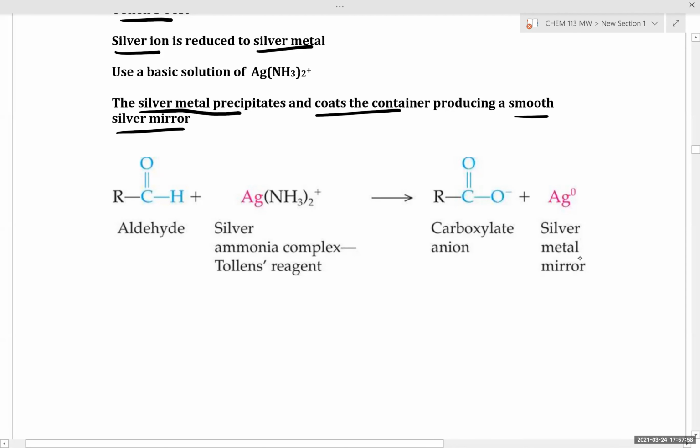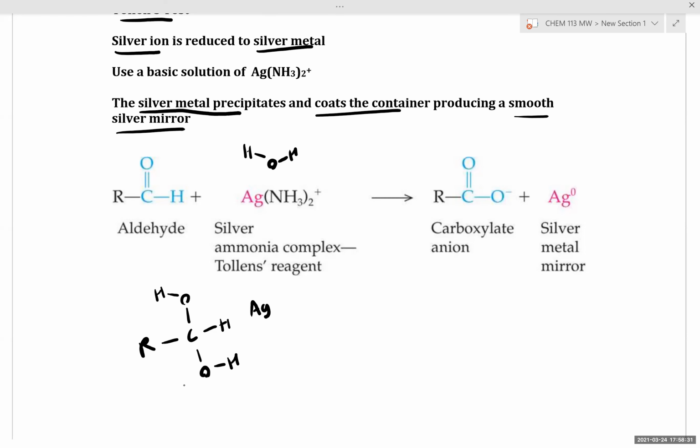The other oxygen comes from water in solution. So when we have water in solution, just like from previous mechanisms of aldehyde oxidation, you make the hydrate, and then silver is capable of facilitating oxidation of this aldehyde hydrate to the carboxylic acid. Does that make sense? Did that answer your question?